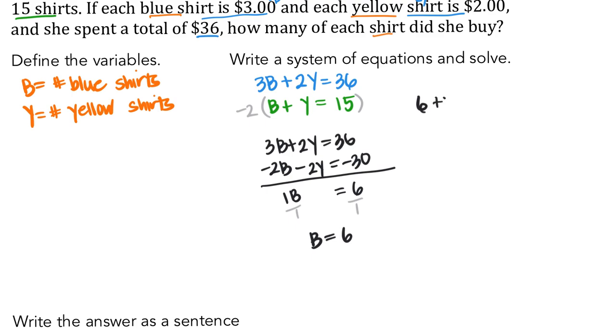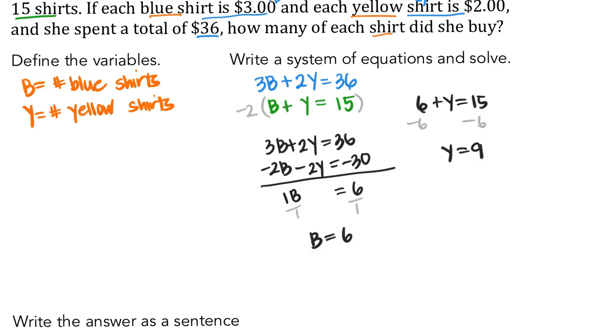So b plus y is 15 minus 6. Okay, I got y is 9, and we normally get positive answers. And because this is the number of shirts, I should not get decimals. So let me go ahead and answer the question.